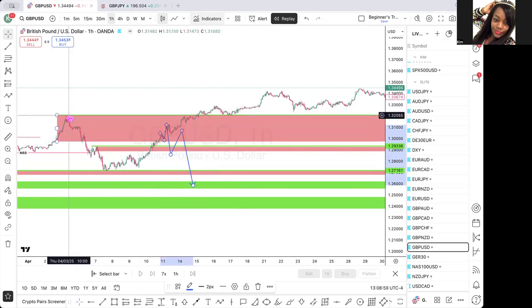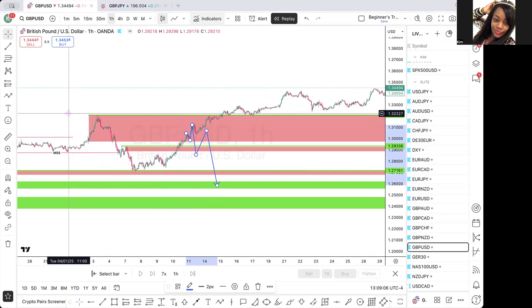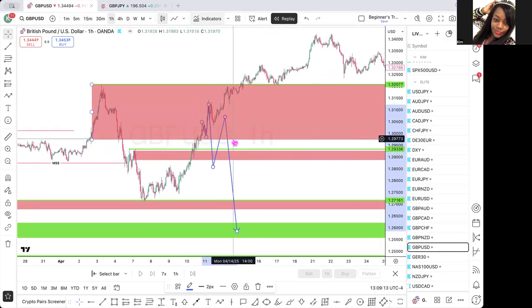And then it broke above that high. Then it closed above this high. So now you're still bullish. So that goes back to this zone right here.